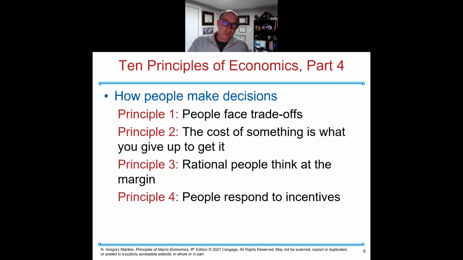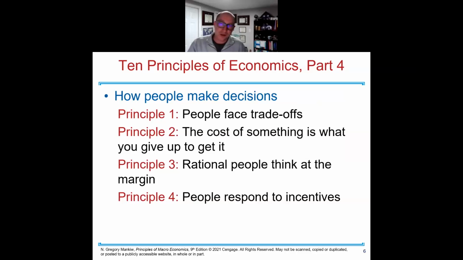The first one is what we call people face trade-offs. A trade-off is when we sacrifice one thing over another. For example, you decided to come to class today, which means that you're probably not at work. You might be, but you might not be. That's a trade-off for your time, right? So that's what we look at in principle 1.